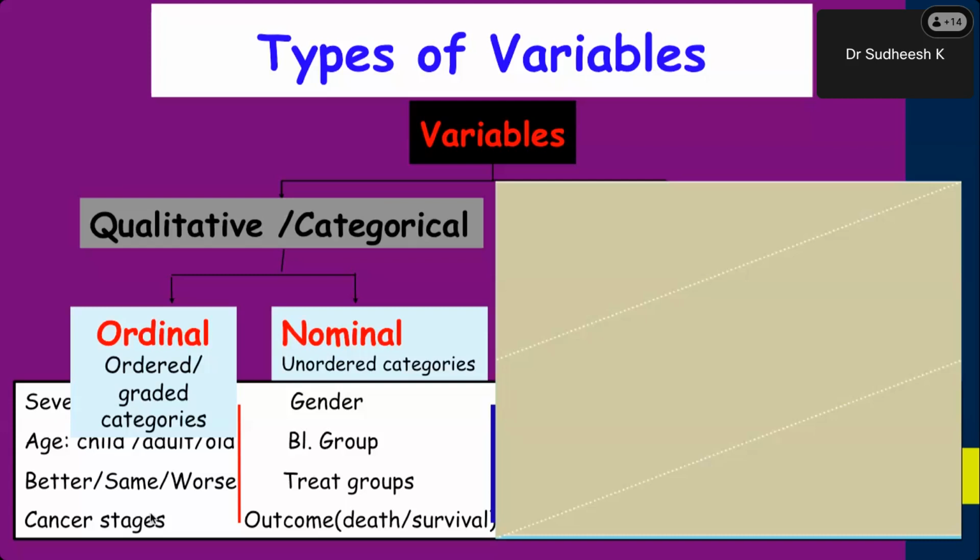Likewise, cancer stages, stage 1, stage 2, stage 3, stage 4, this is actually ordinal data. So the qualitative data, or categorical data, are classified into ordinal or nominal. Ordinal means it follows or represents a particular order, whereas nominal doesn't represent a particular order, but rather gives equal weightage to all the data. So that's about qualitative data.